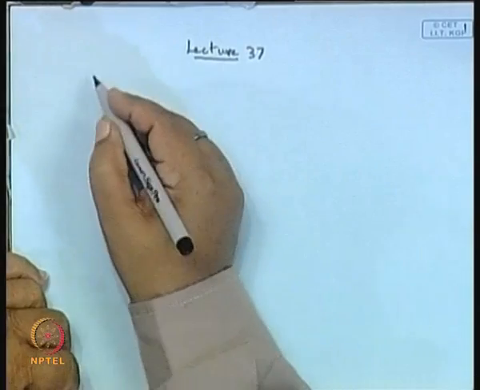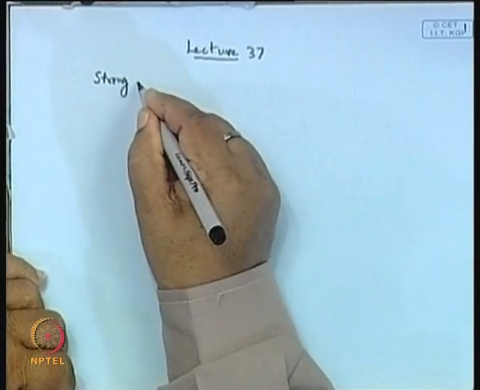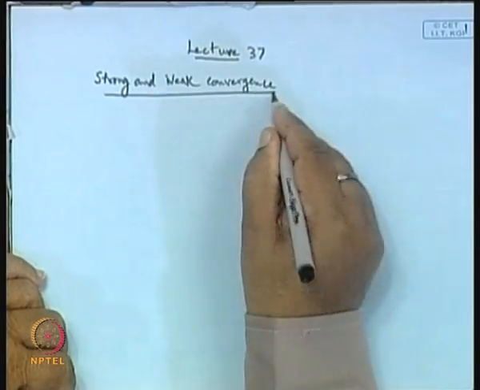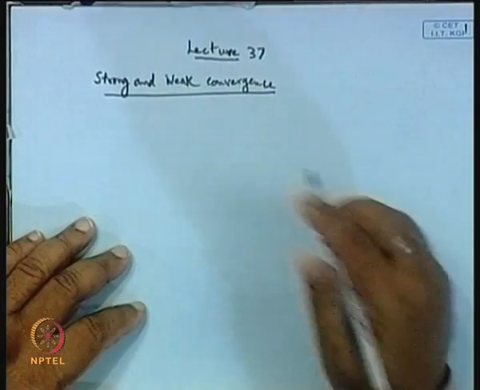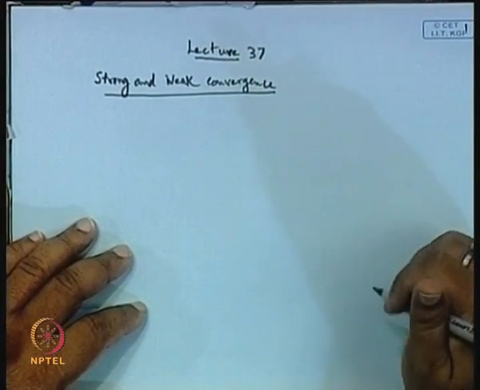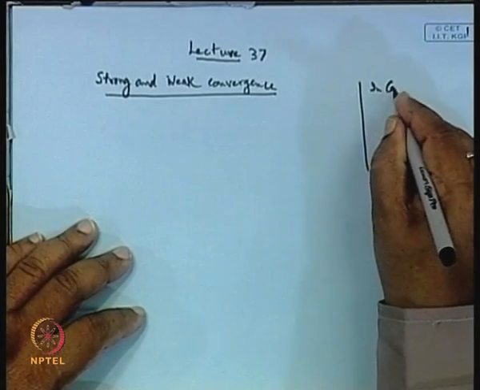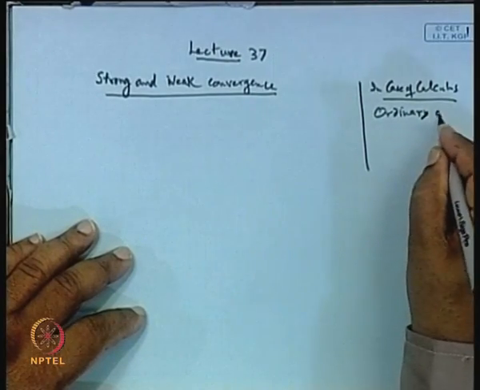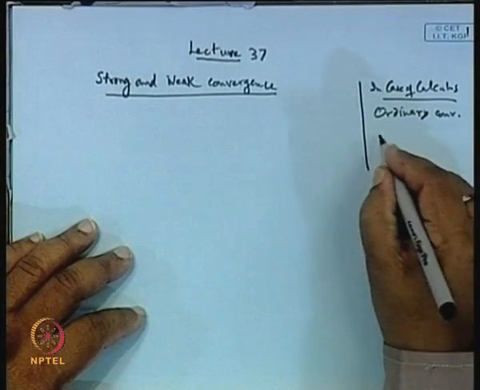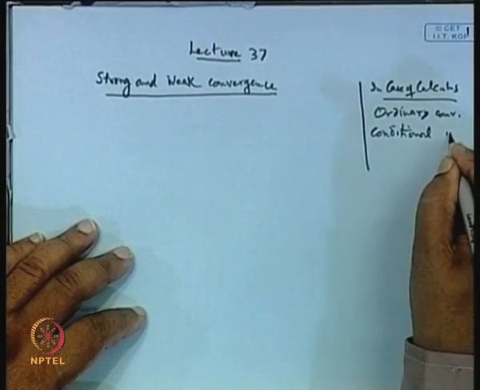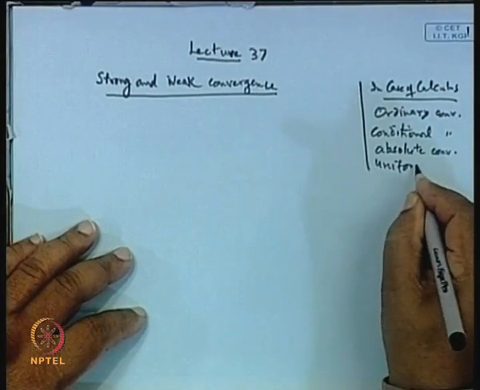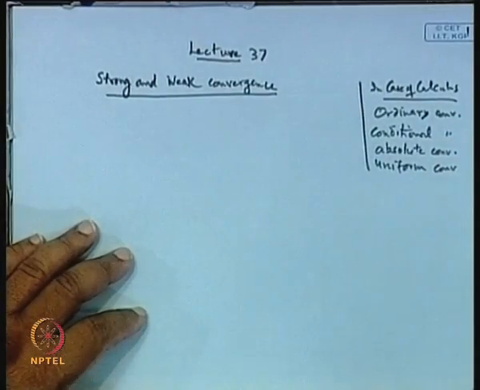So, today we will discuss the strong and weak convergence in the non-linear space. We have seen that in calculus there are so many ways of defining the convergence, like ordinary convergence of a sequence, then conditional convergence of a sequence, absolute convergence of the sequence, and uniform convergence. This concept we have gone through in case of the calculus.